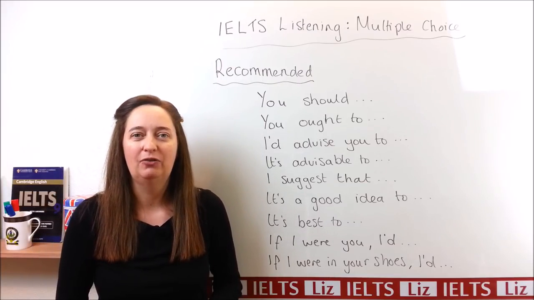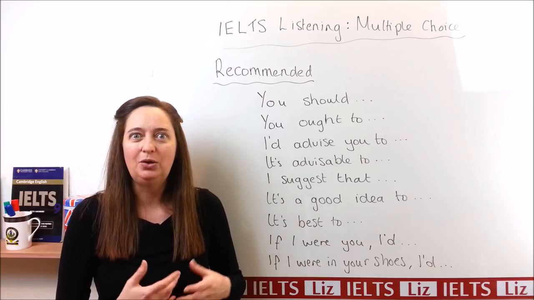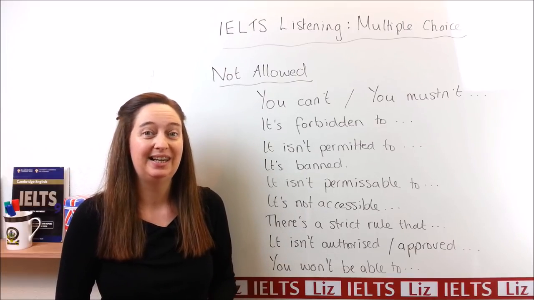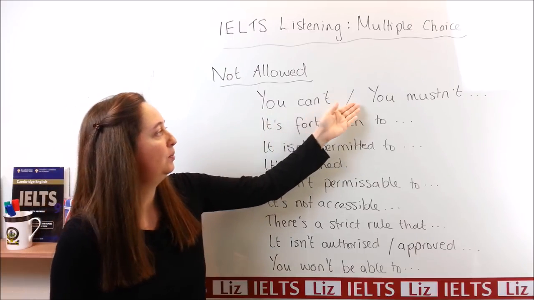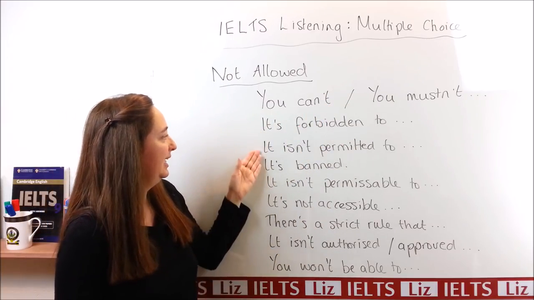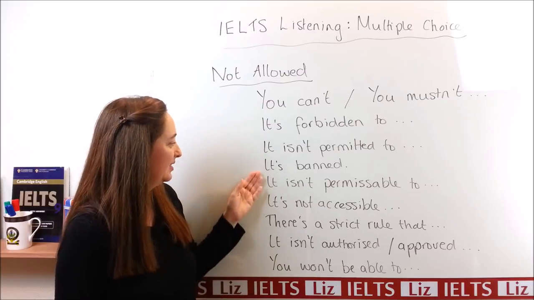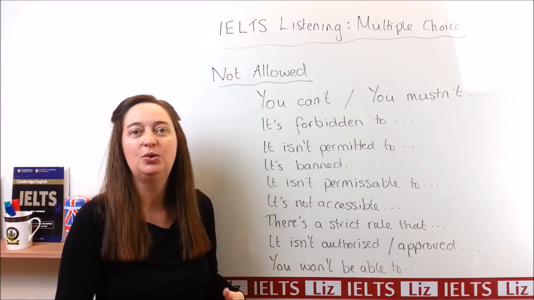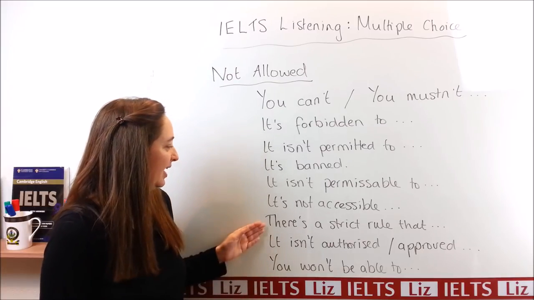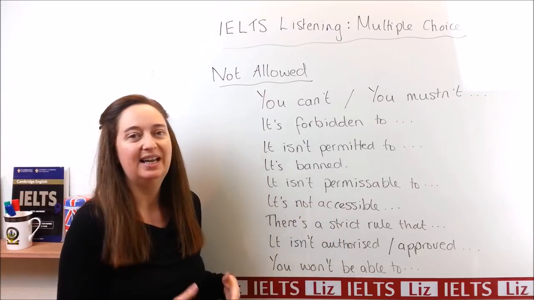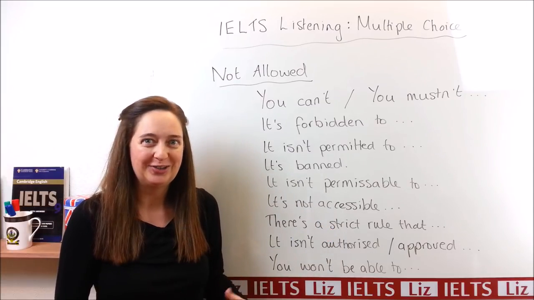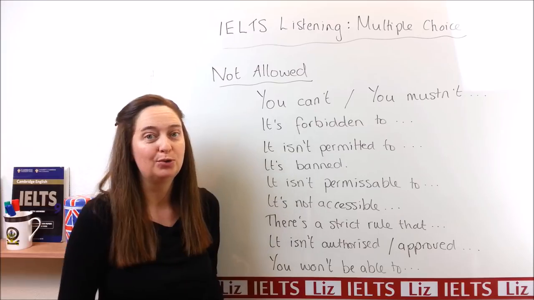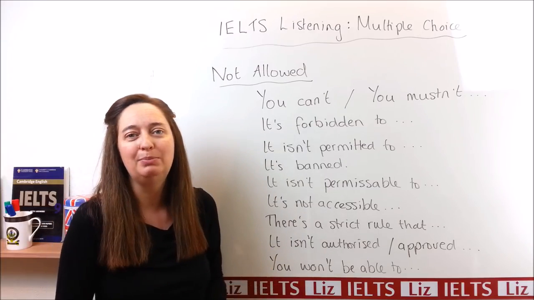Now let's have a look at paraphrases for being allowed to do something, so something you can or can't do. There are many different ways to say that something is not allowed. You could say you can't or you mustn't. It's forbidden to. It isn't permitted to. It's banned. It isn't permissible to. It's not accessible. That means you can't get to it or you can't enter. There's a strict rule that. Strict is a negative word. So that means that you can't. It's a rule to stop you. It isn't authorised or it isn't approved. And of course you could say you won't be able to.